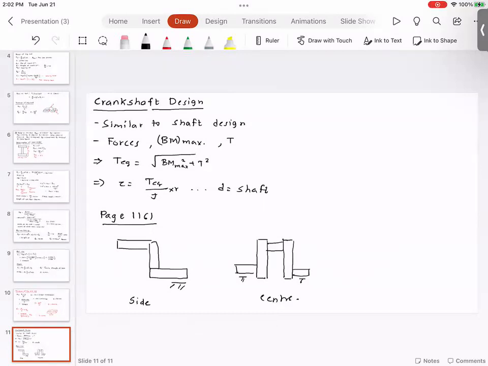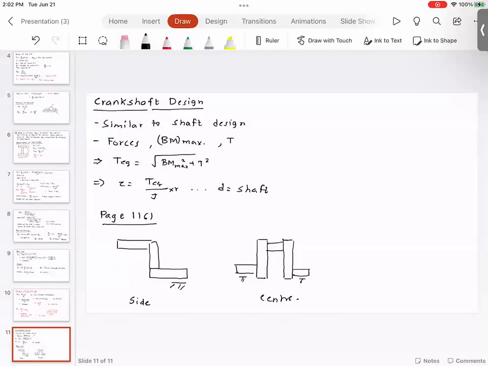You would find out the maximum load, you'll find out the reactions, then you'll find out the maximum bending moment, and then you'll find out the T equivalent and then find out the diameter of the crankshaft. And again, if you have the textbook, I would like to quickly go through page 1161. There are different materials for the crankshaft. Those are listed on page 1161.